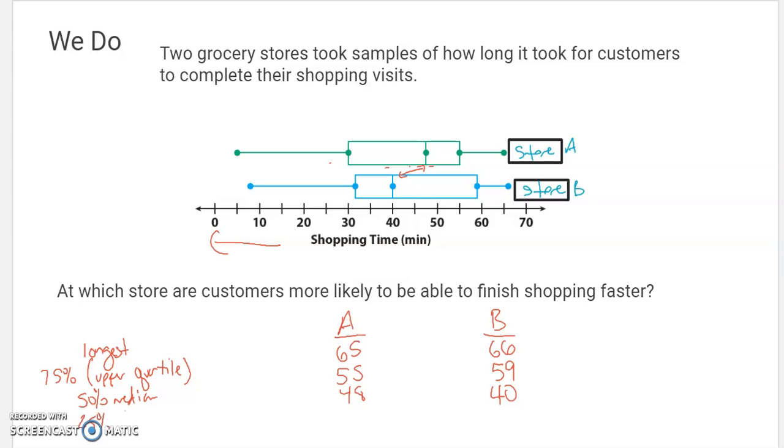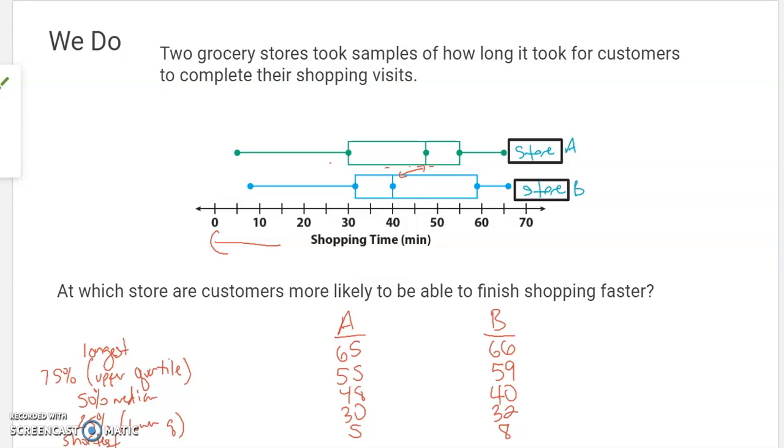25% of the visits are the lower quartile. Store A, 25% of the visits were less than 30 minutes. And store B, 25% of the visits were less than about 32 minutes. And then the shortest or the fastest visit, that's called the lower extreme. Store B, the very fastest visitor looks like about 8. And store A looks like about 5. So again, we have a mixed set.